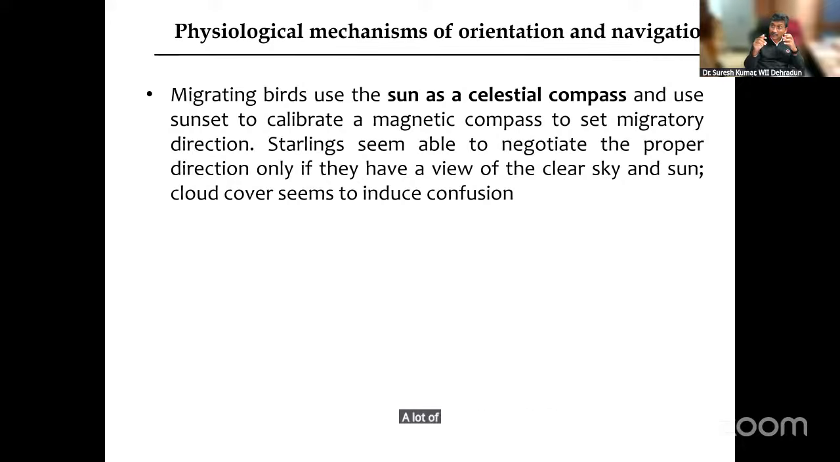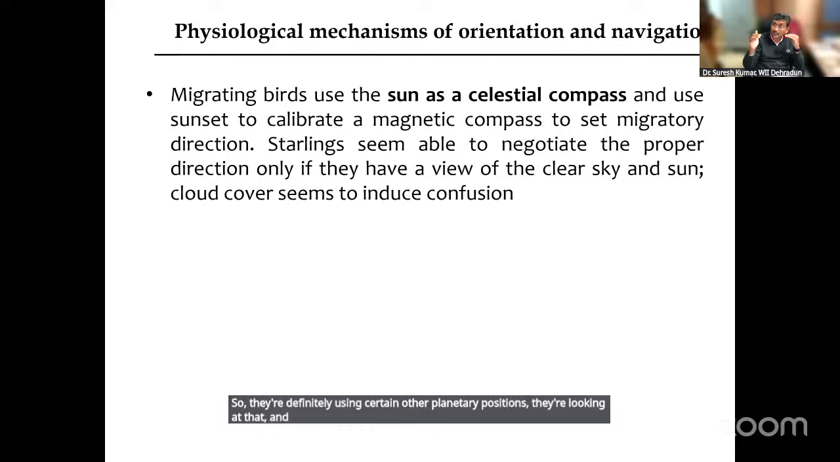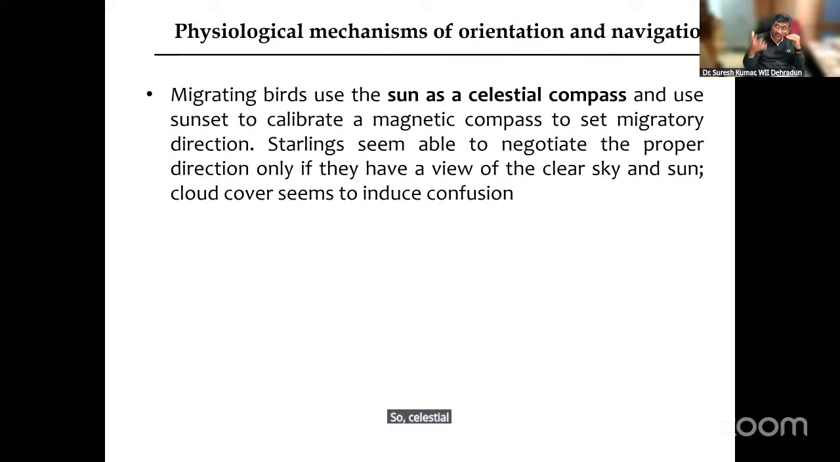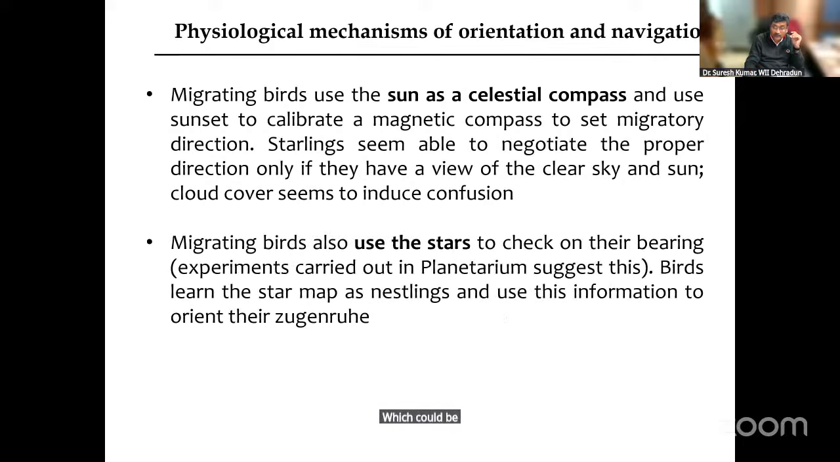A lot of the migratory birds are flying at night. So they're definitely using certain other planetary positions. They're looking at that and they're able to track. So among celestial compasses, it could be even the moon phase and the moon location, which could be influencing them, and the stars. So they also use the stars to check on their bearing.